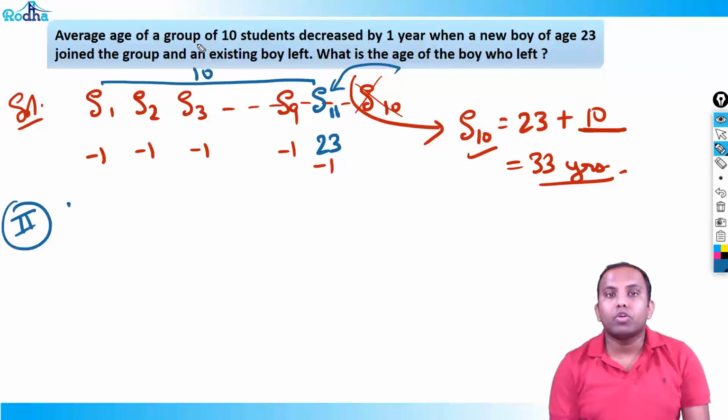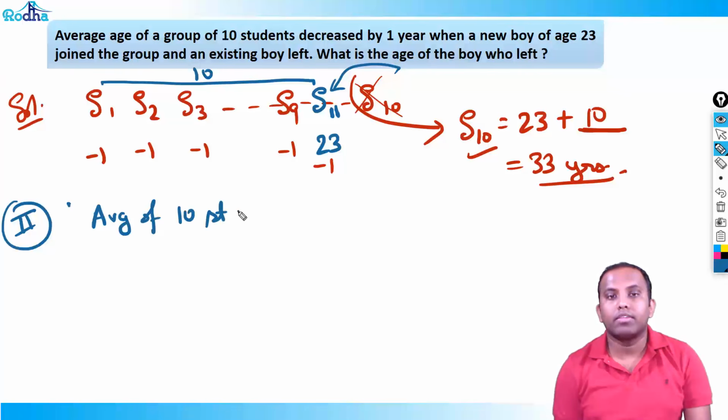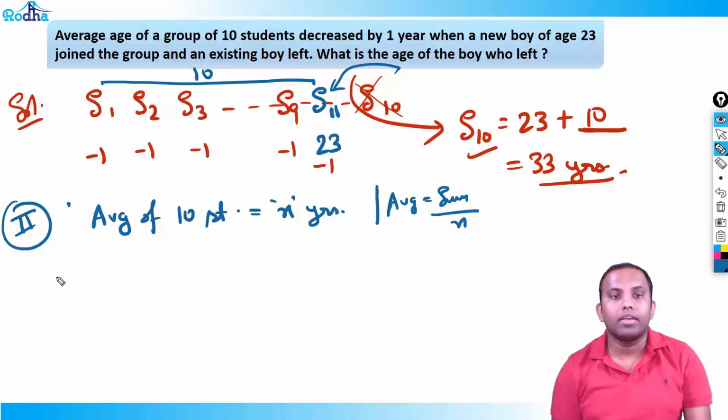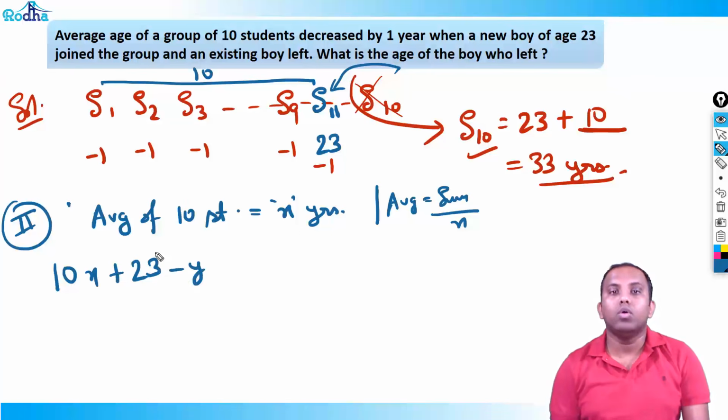So the average age of a group of 10 students is decreased by 1 year. Let the average age of the 10 students be, let's say, X years. So what is the total age of the group now? Average is always sum upon n, so the sum is always average into n. So the total age is 10 into X. A new boy of age 23 comes, so 23 is added to the total age, and another boy left. Let's say Y years is the age of the guy who left.